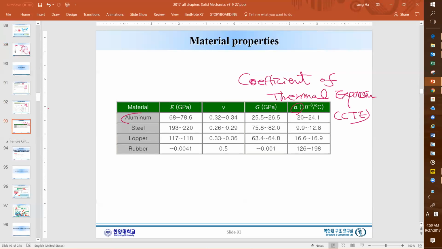For each material, we have Young's modulus and Poisson's ratio, and the shear modulus is always calculated from E and mu, so G equals E over 2 times (1 plus mu). Now there's another independent material property, which is called the coefficient of thermal expansion, CTE.